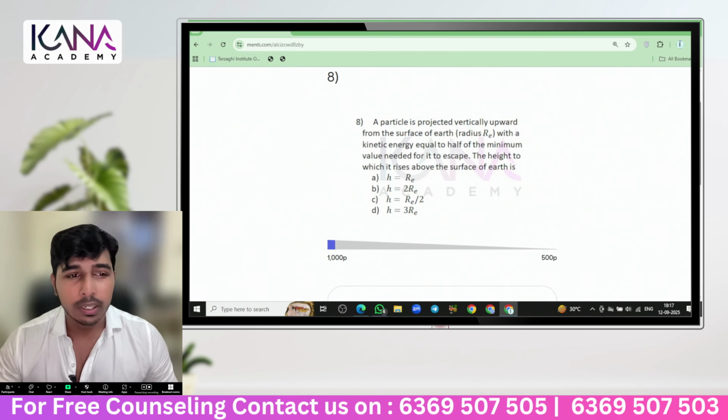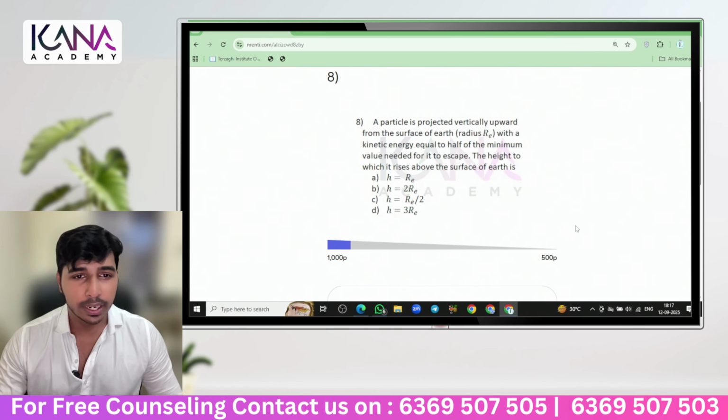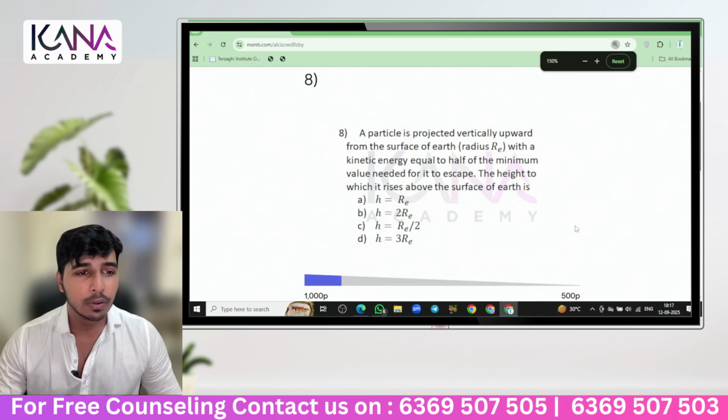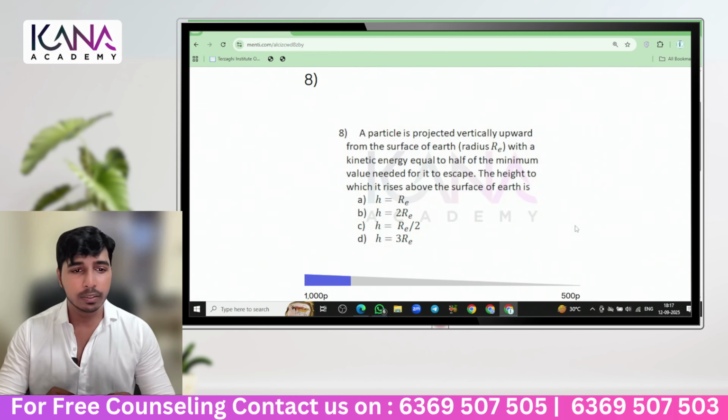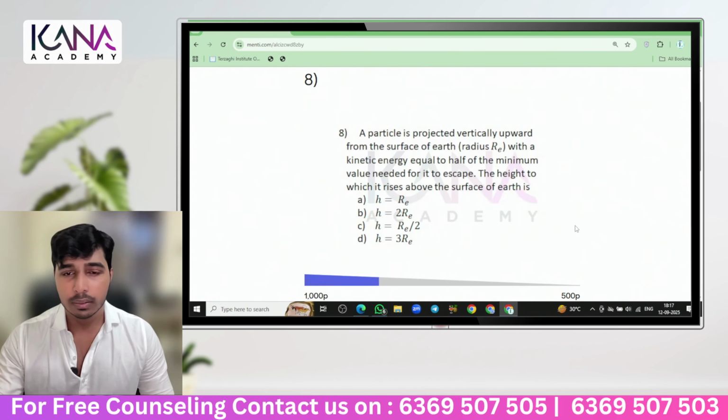Okay, 8th question. A particle is projected vertically upward from the surface of the Earth of radius RE with a kinetic energy equal to half of the minimum value needed for it to escape. The height to which it rises above the surface of the Earth is.